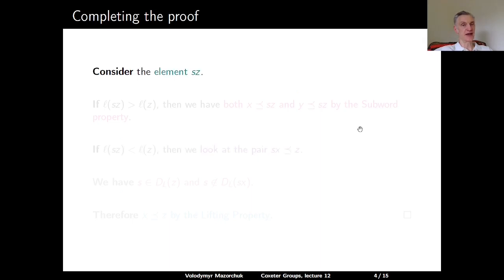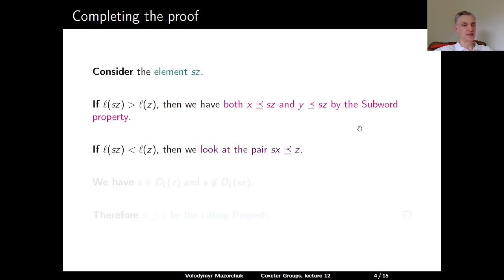And now we consider the element sz. There are two possibilities. The first possibility: the length of sz is strictly greater than the length of z. In this case, by the subword property, we have that sz is Bruhat greater than or equal to x, and also sz is Bruhat greater than or equal to y. So we have our upper bound.